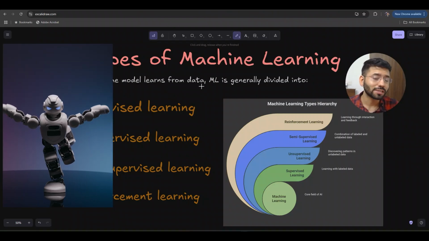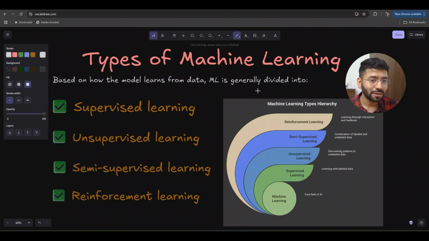Based on how the models learn from the data, machine learning is generally divided into four categories. Number one is supervised learning. Supervised learning means learning from the labeled data. I'll talk about it in detail after a while. The second type is unsupervised learning, which means we need to discover the patterns in unlabeled data.